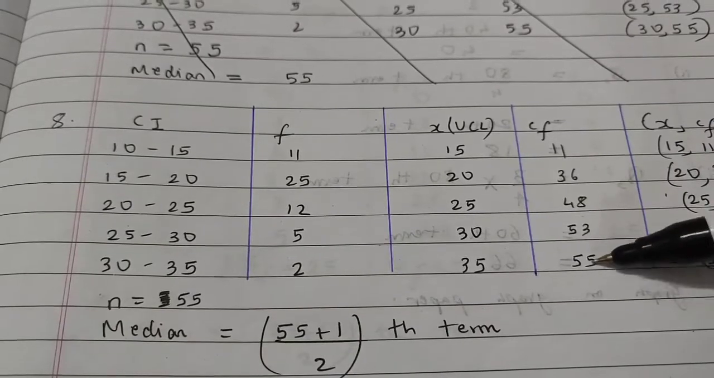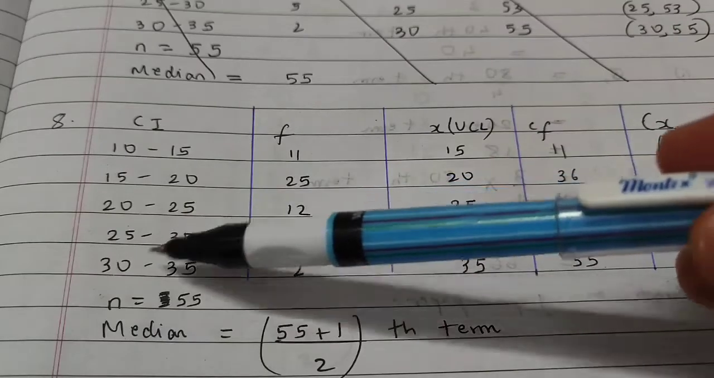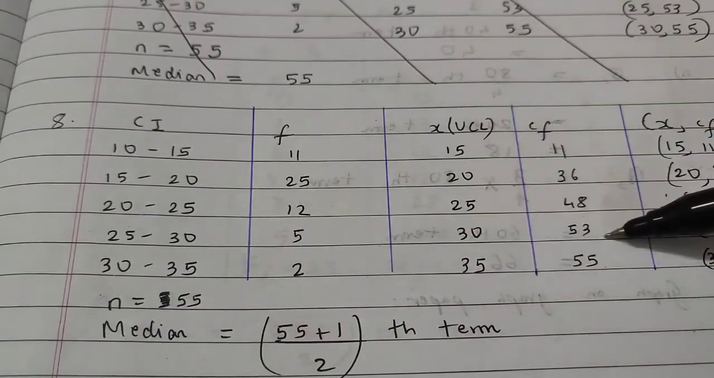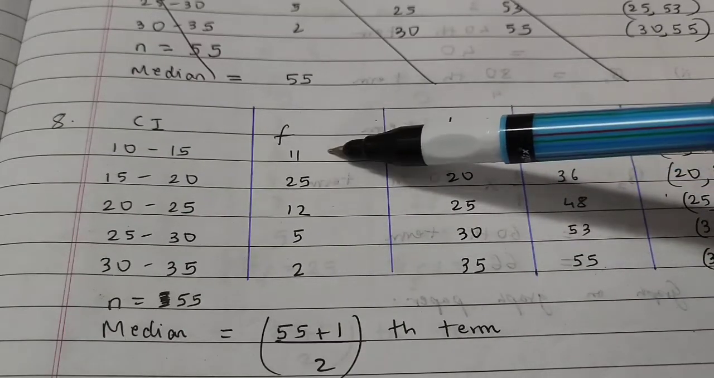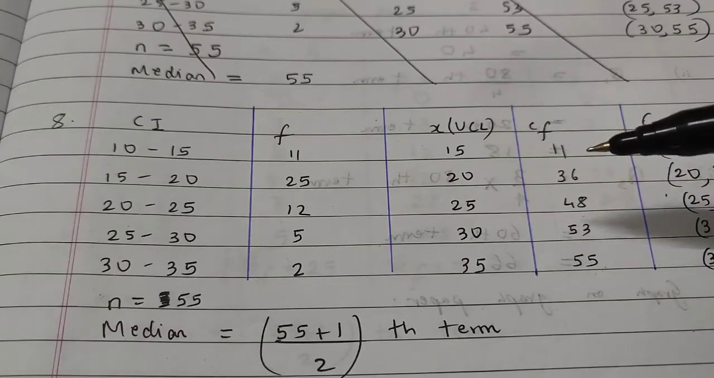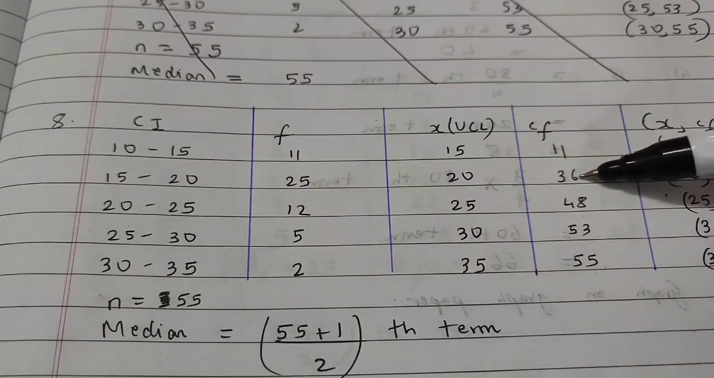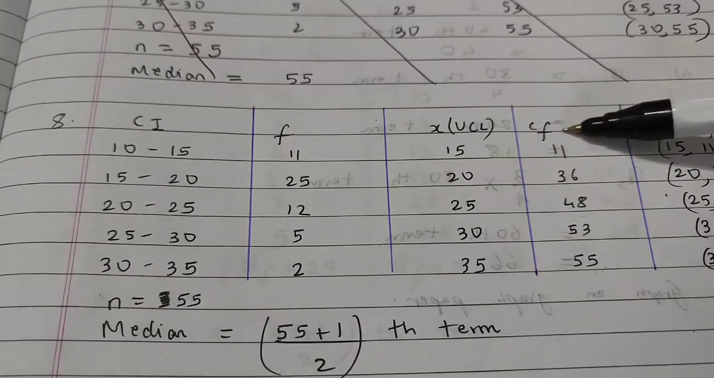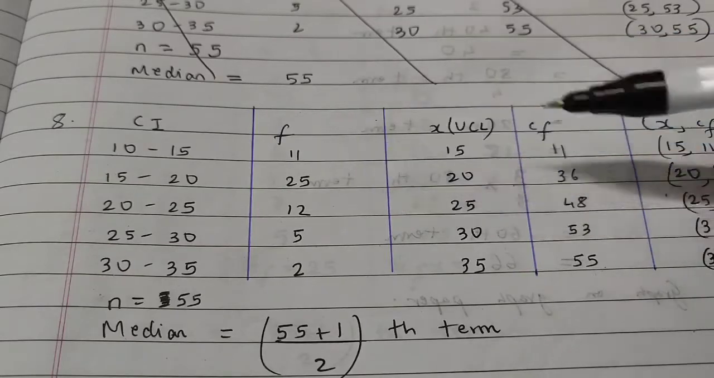What is the use of such information? If you are asked how many boys are there below the weight of 30 kg, you would say 53. It is 5 plus 12 plus 25 plus 11, 53. Direct answer. How many students are there whose weight is below 20 kg? So that's 11 plus 25, that's 36 students. So that's the meaning of cumulative frequency. It increases as we go down. You just keep adding the next frequency to it.